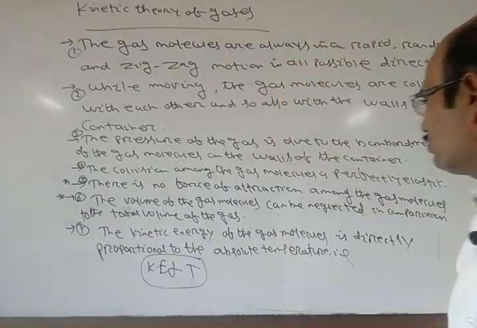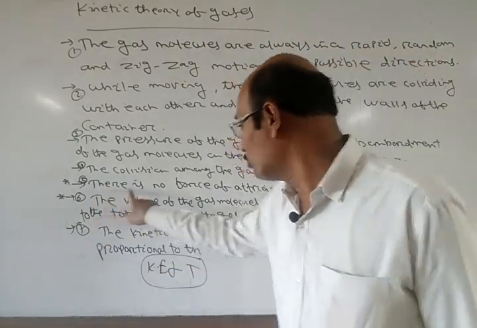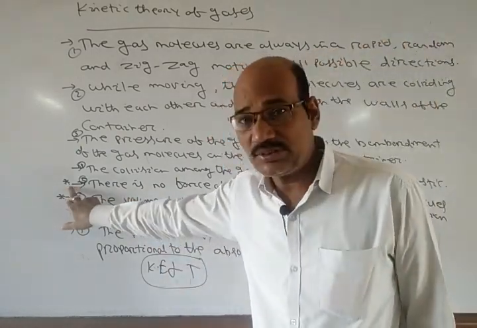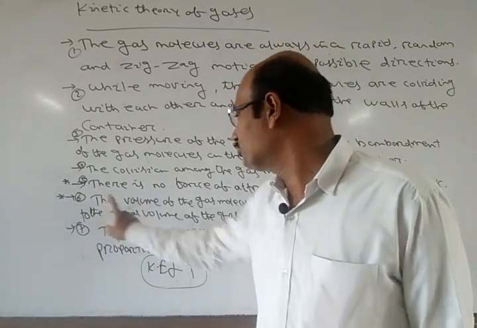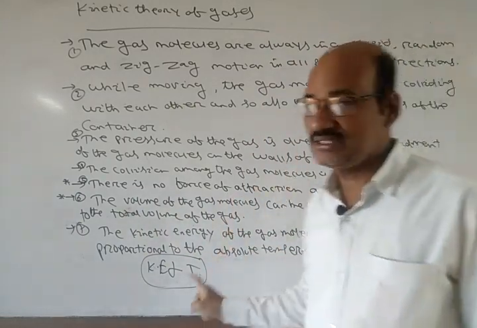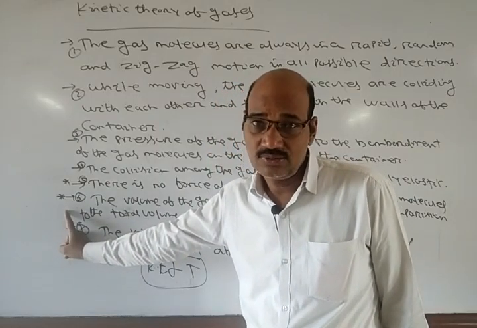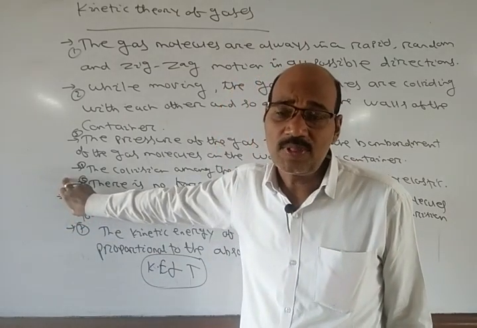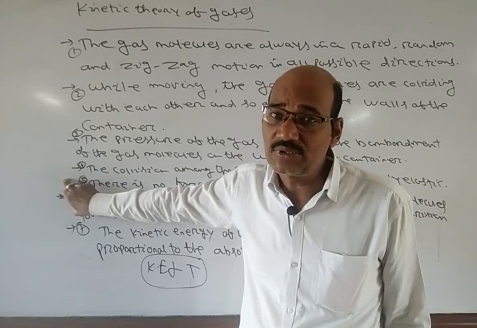Collision among the gas molecules is perfectly elastic, and there is no force of attraction among the gas molecules. This is the wrong assumption made in the kinetic theory of gases. Also, the volume of the gas molecules can be neglected in comparison to the total volume of the gas. This is also a wrong assumption made in the kinetic theory of gases. So due to these two wrong concepts, the ideal gas equation PV equals nRT is not obeyed by the gases at all conditions of temperature and pressure.